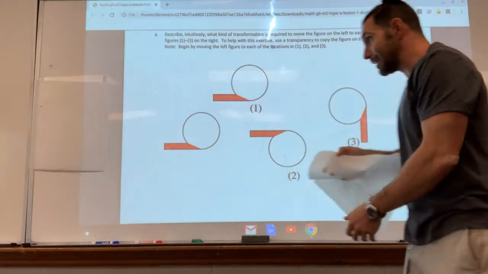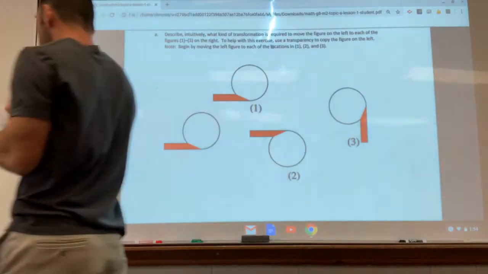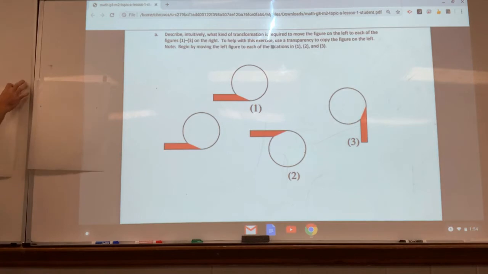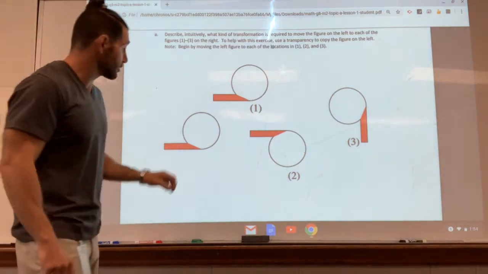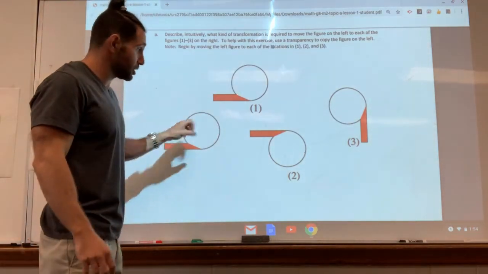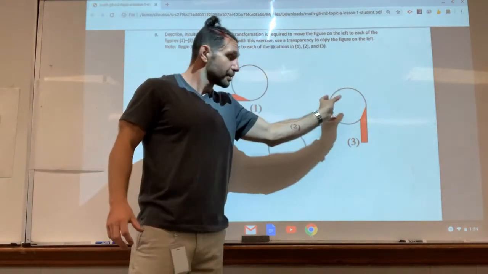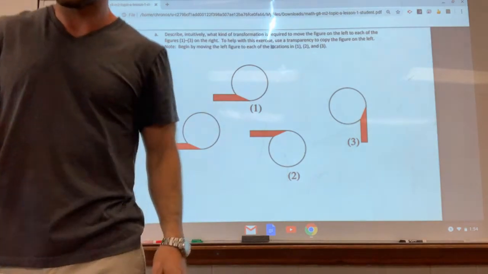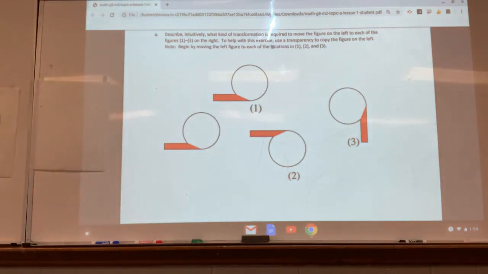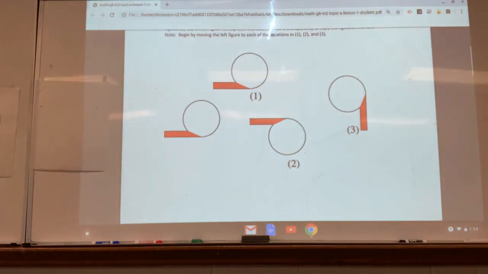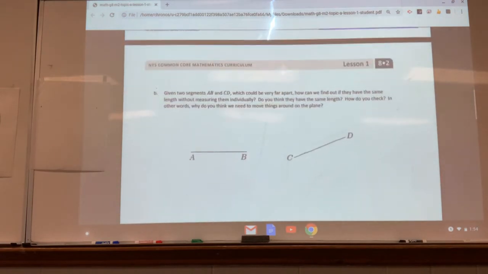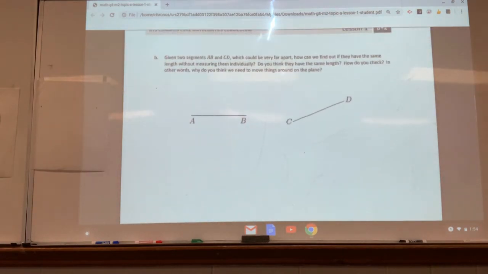So again, there are 3 rigid transformations. A translation, a reflection, and a rotation. Those are all congruent. Rigid transformations are congruent. Congruent means same size and shape.